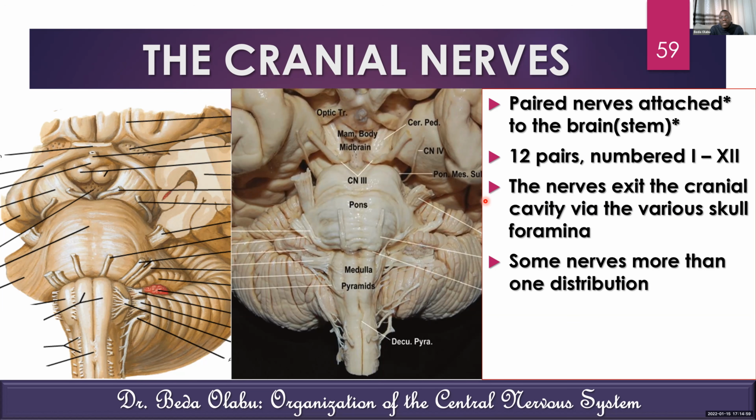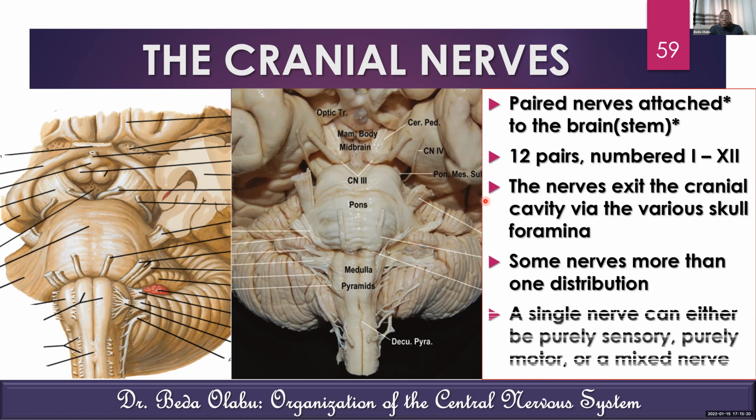So a cranial nerve may have multiple distributions. For example, it might be going to the tongue, but again, it's going to, let's say, somewhere in the eye. It might be going to some muscles, but again, it's going to some skin region. So we can say that a single cranial nerve can be purely sensory, just carrying sensory function. It may also be purely motor, but it may also be a mixed cranial nerve. A mixed cranial nerve is a cranial nerve that has both sensory as well as motor functions.